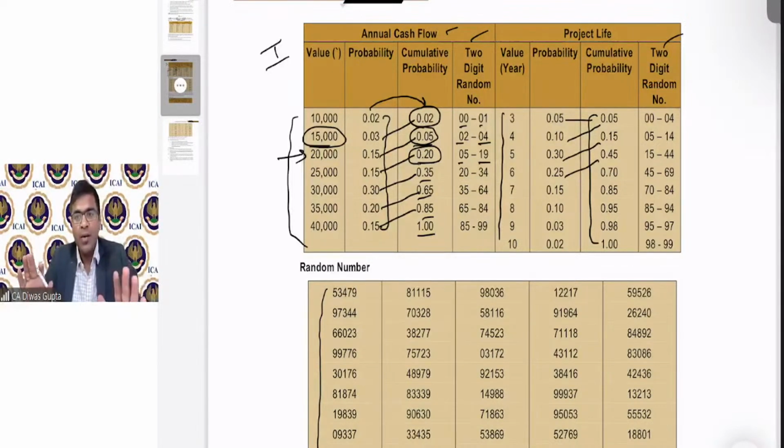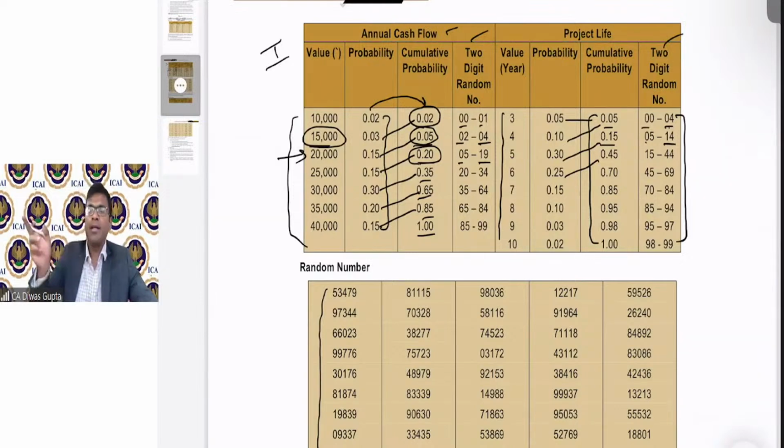So students, till now, are you here with me? Even the same thing has happened for the project life. 0.05, like 00 to 04. 15, so 05 to 14. Right. So the upper limit and lower limit have been defined in that range.